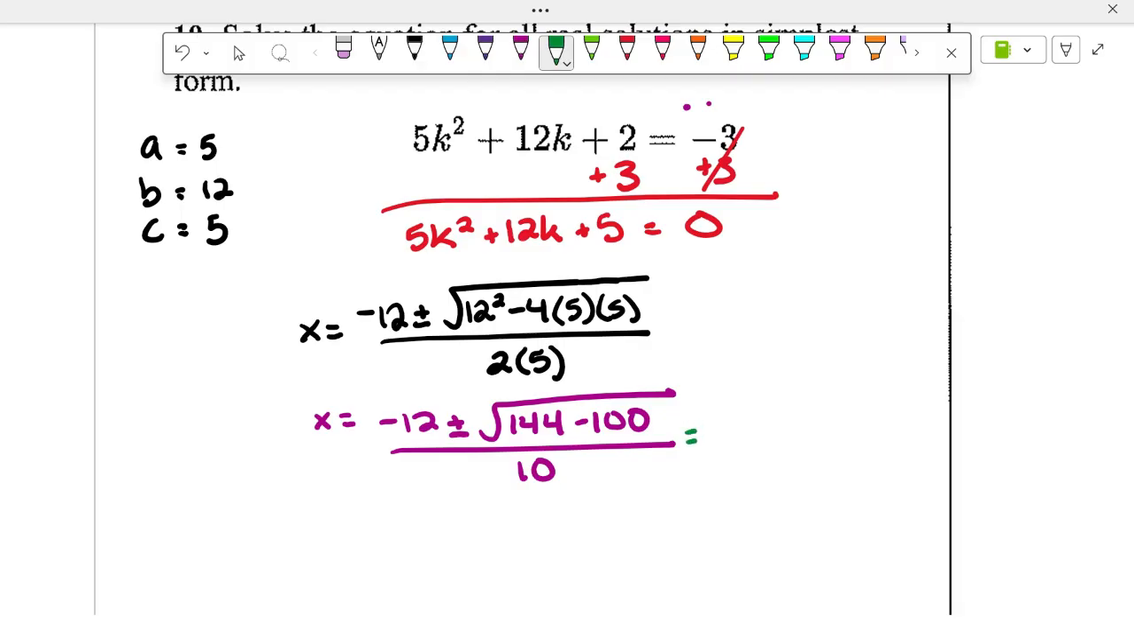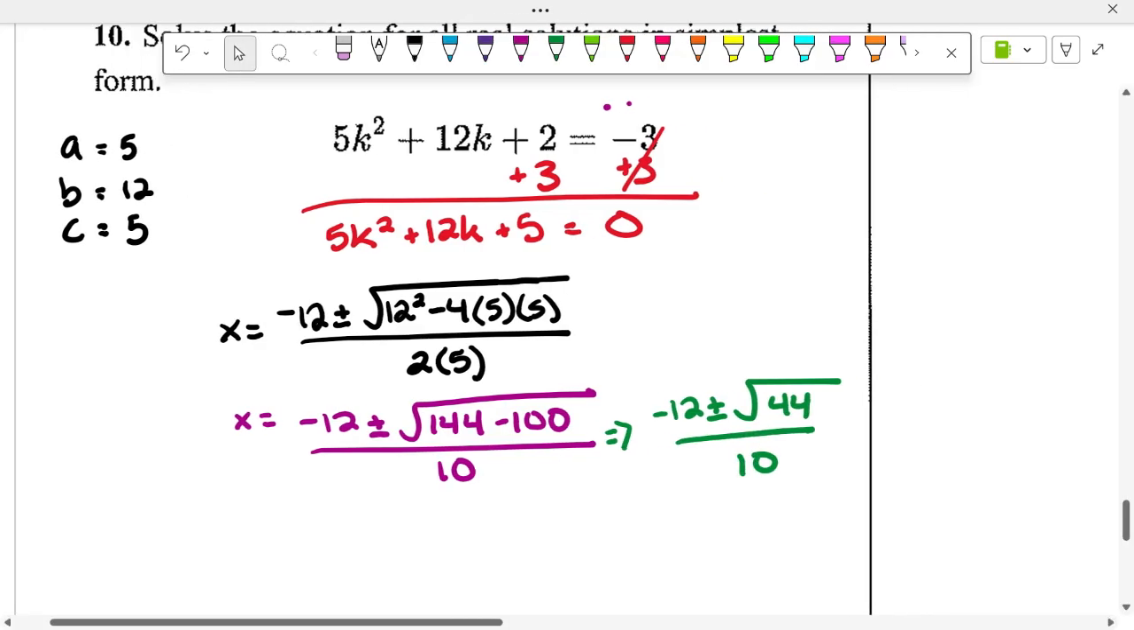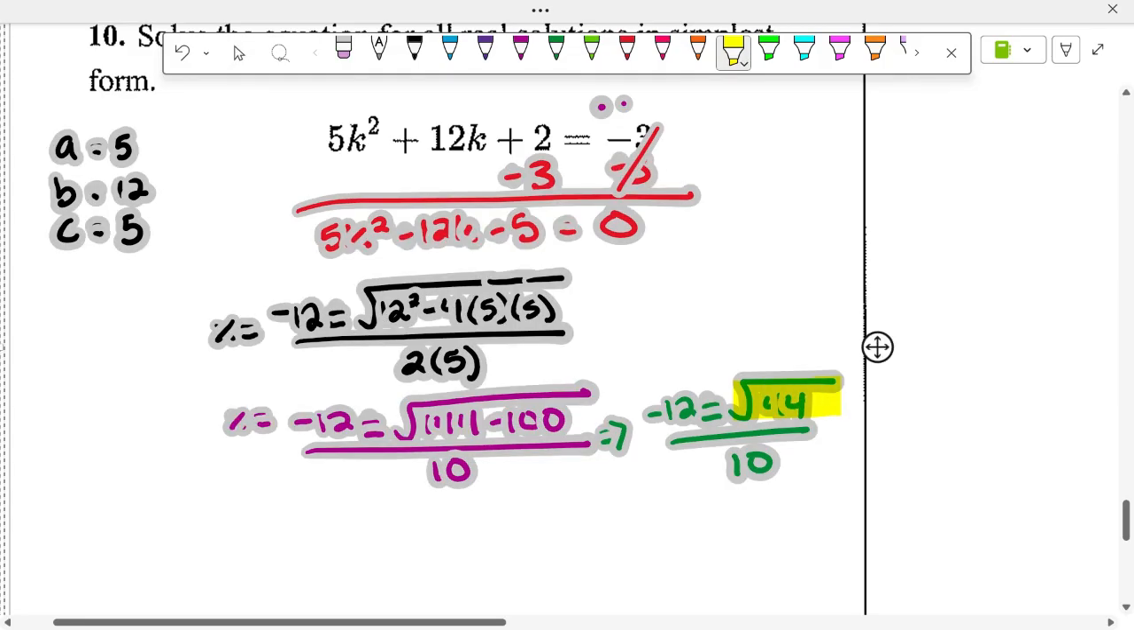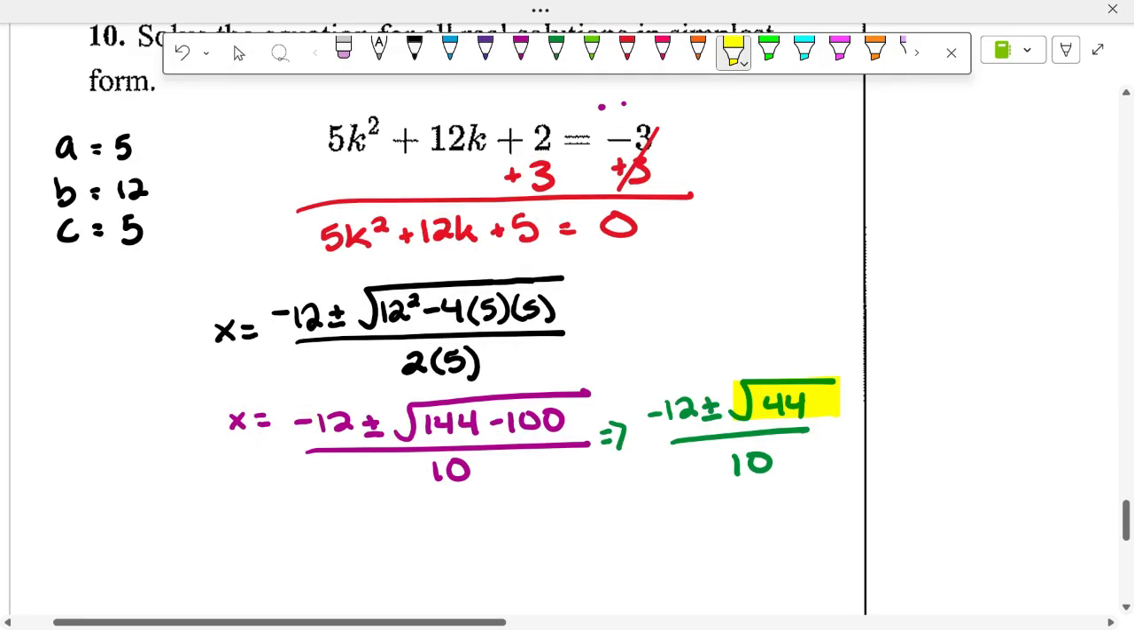Simplify under that operation under the radical a little bit. I get negative 12 plus or minus the square root of what? 44 all over 10. Now, the square root of 44 will potentially simplify. So we're going to simplify that radical off to the side.